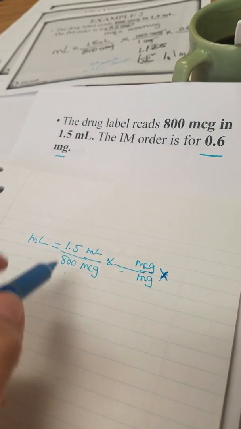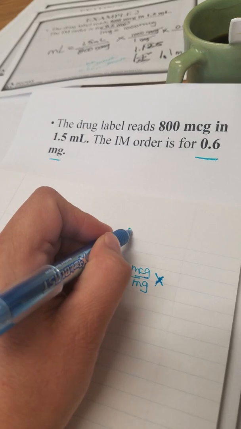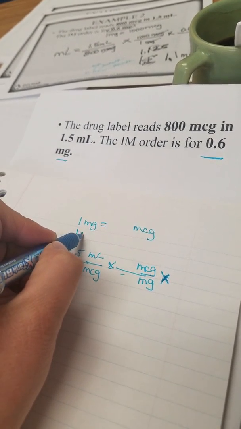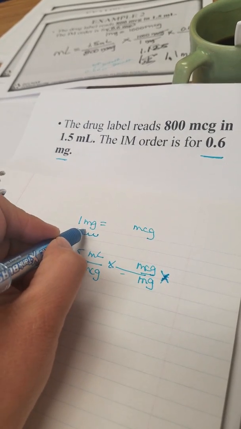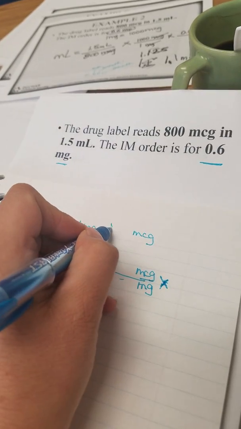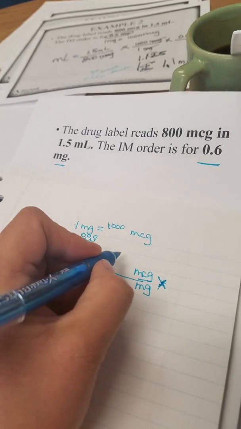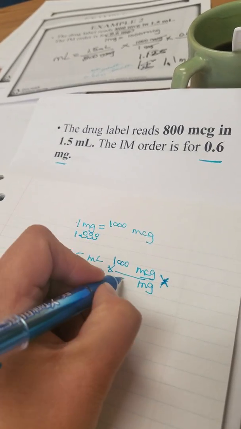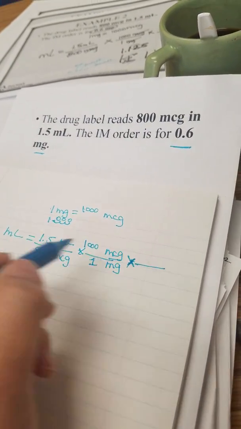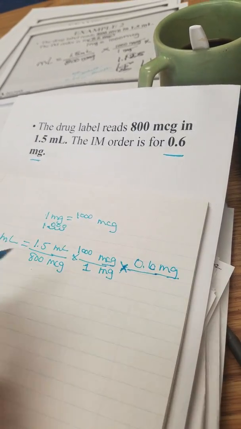So we know that 1 milligram can be converted to micrograms. And how do we convert it? By moving it 3 times. 1, 2, 3. So it becomes 1,000 micrograms is equivalent to 1 milligram. And we place it within the equation. So now we can place our 0.6 milligram on the top.